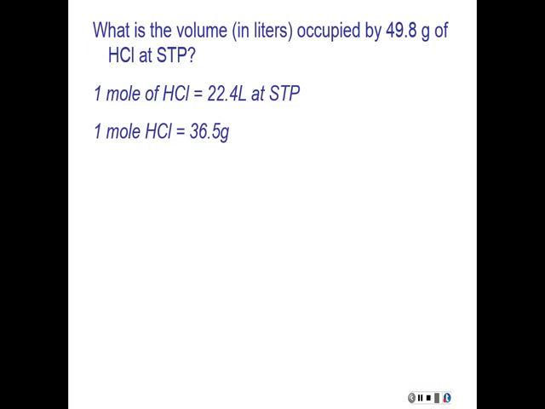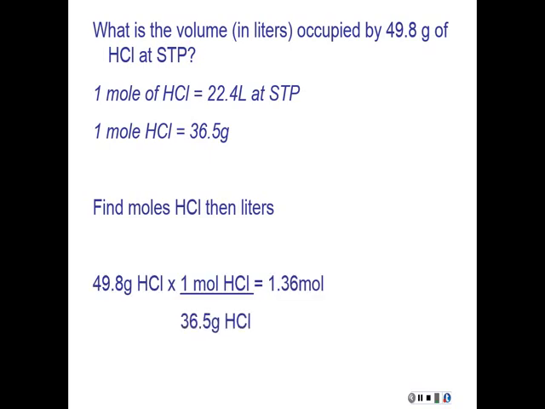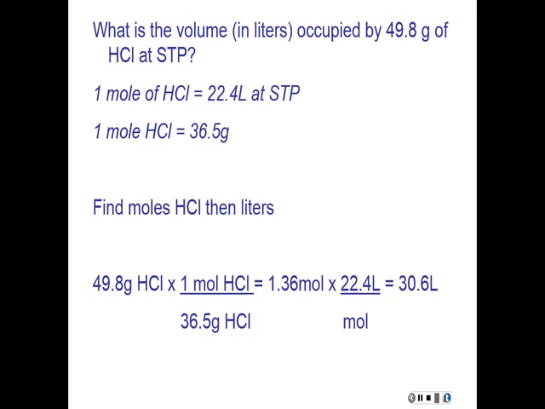Now you notice we have more than 36.5 grams, so that tells us that the volume is going to be more than 22.4 liters. So what we're going to do is we're going to find moles of HCl first, and then we're going to find liters. So to find moles of HCl, you take the mass that was given and divide it by the molar mass. So we get 1.36 moles of HCl. And then we just have to multiply that by molar volume, 22.4 liters per mole, and we get 30.6 liters. It's pretty simple.